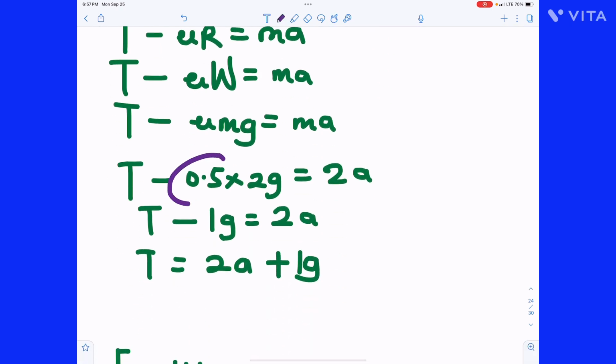We are given the coefficient of friction as 0.5. 0.5 times mass, 2 kg, times g will give me what? 1g. So T minus 1g is equal to 2a. T is equal to 2a plus 1g. So take that as equation 1.